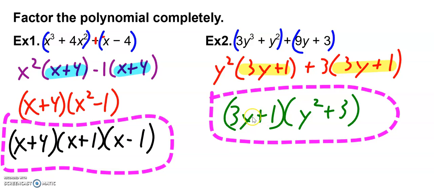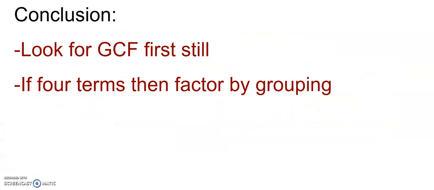That's one of my factors down here. I had y squared plus 3 left over. That's my other factor. This does not factor. It's not the difference of squares. So I'm done. All right, factoring by grouping.